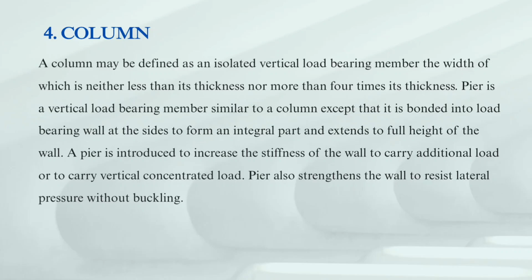A pier is a vertical load-bearing member similar to a column, except that it is bonded into the load-bearing wall at the sides to form an integral part and extends the full height of the wall. A pier is introduced to increase the stiffness of the wall, to carry additional load or to carry vertical concentrated load. A pier also strengthens the wall to resist lateral pressure without buckling.